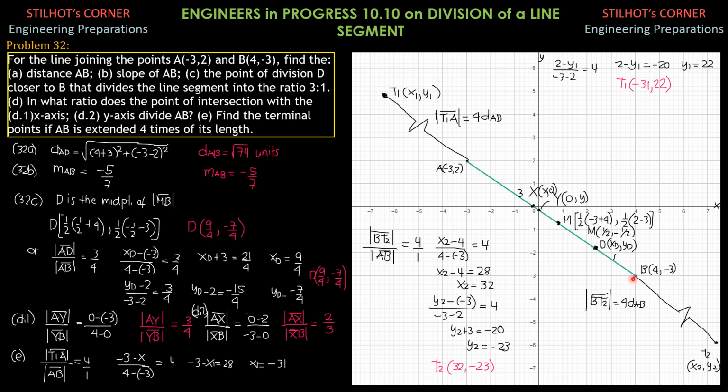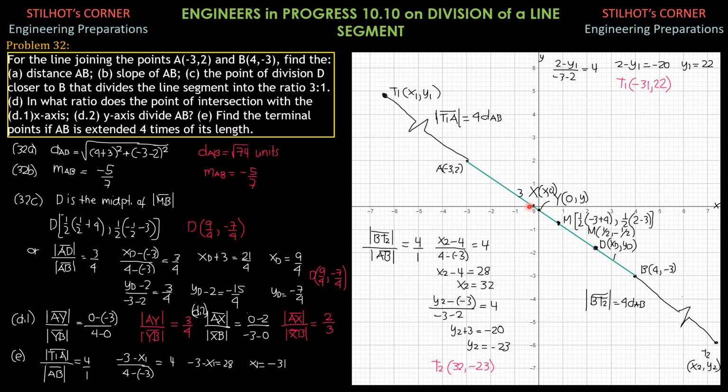So AY as to YB. We have to obtain the ratio of horizontal projections. It is the 0, the x coordinate, minus -3, over, for YB, 4 minus 0. So 0 minus -3 over 4 minus 0 is 3/4. So AY as to YB is equal to 3/4.